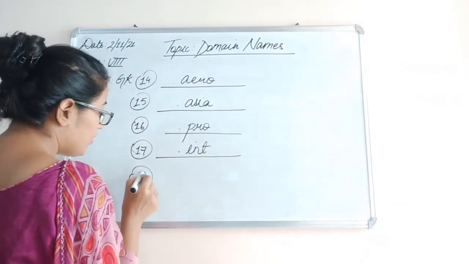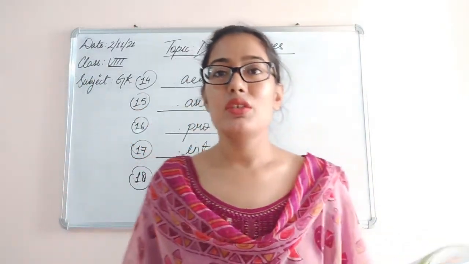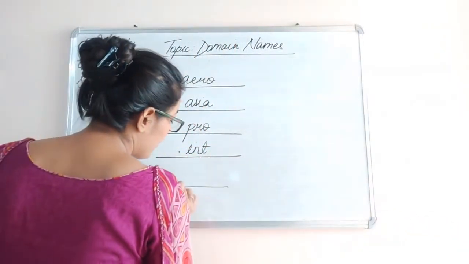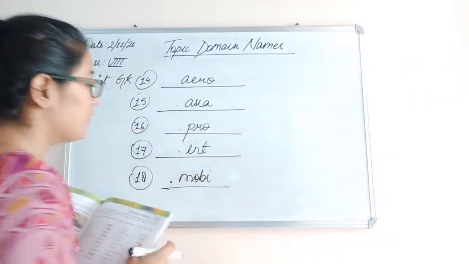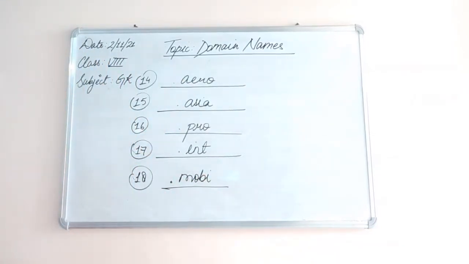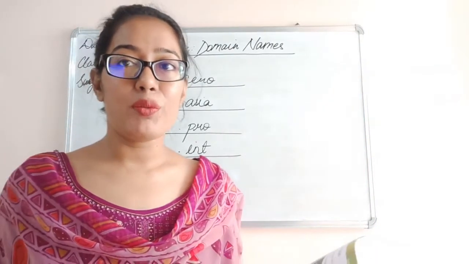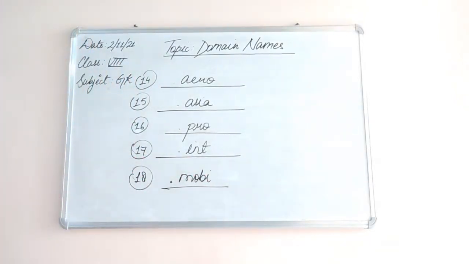18th one, mobile devices. Domain name for mobile devices would be dot MOBI. Domain name for mobile devices would be MOBI. Please take down the screenshot, students, so that we could continue with this exercise.